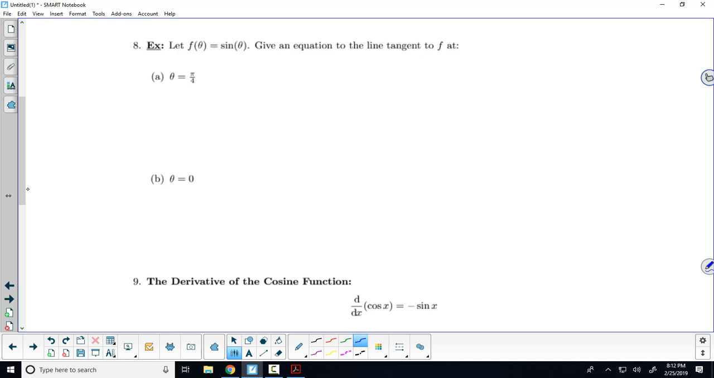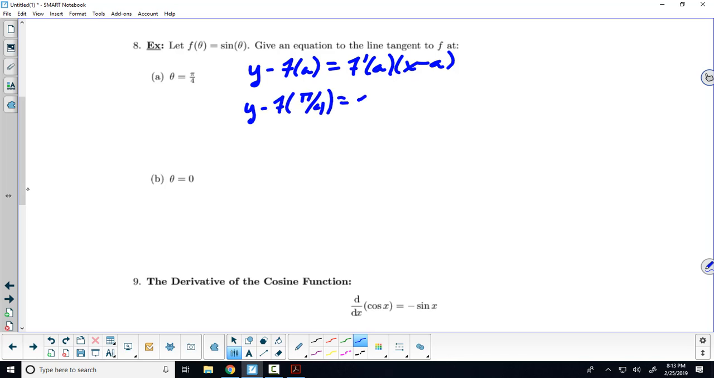Okay. So here we go. Well, we know that the equation of any tangent line looks like y minus f of a is equal to f prime of a times x minus a. So we've got y minus f of pi over 4 is equal to f prime of pi over 4 times x minus pi over 4.